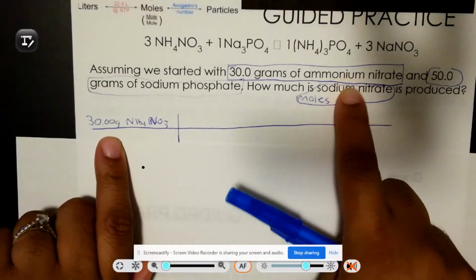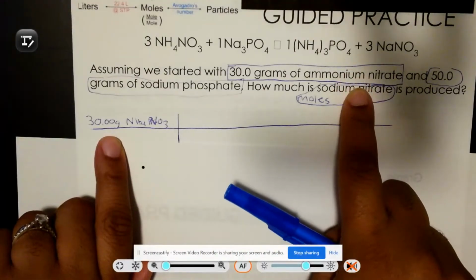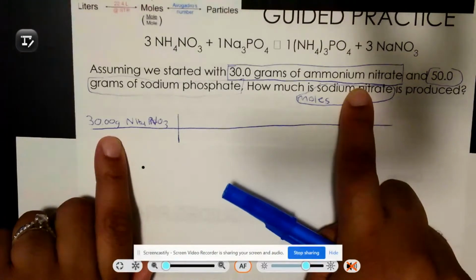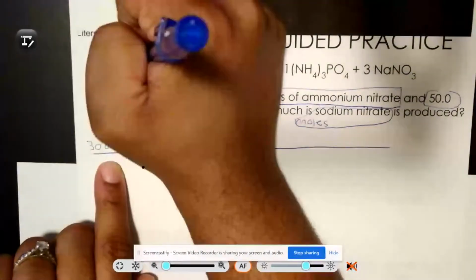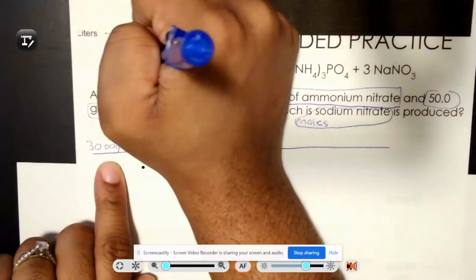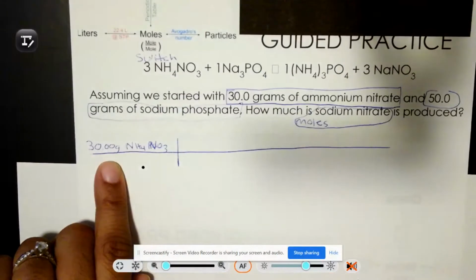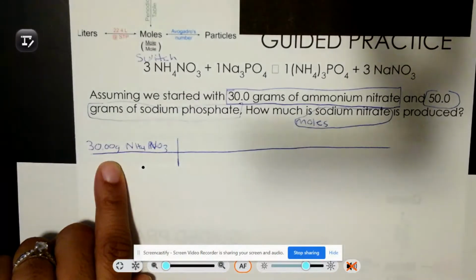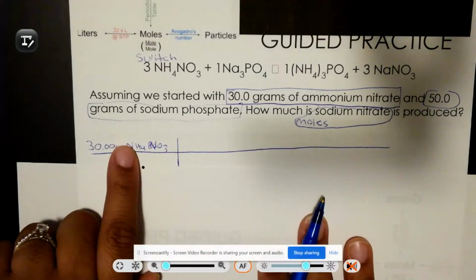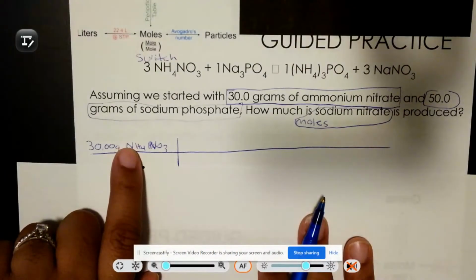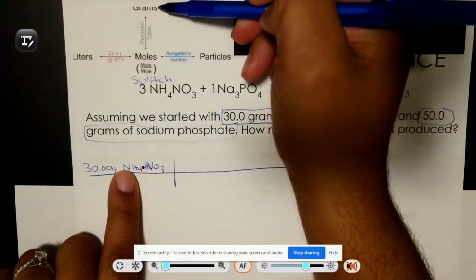Whenever we're going from grams of ammonium nitrate to something else, you need to go to moles first, because whenever you're switching from one compound to another or one substance to another, you're going to do that through moles. I'll write that right here. So the first thing we're going to do is convert our ammonium nitrate to moles, going from grams to moles.